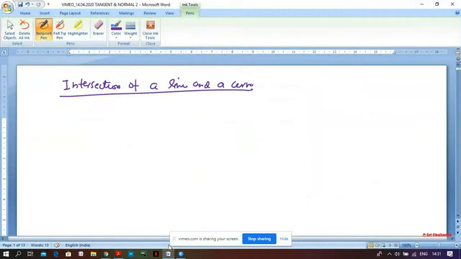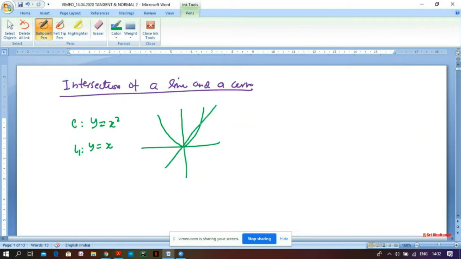Okay, so let me give you some insight on what it means when you intersect a line with a curve. Say, let's take an example, y equal to x squared. It's a fairly simple curve, that is a parabola. And take the line y equal to x. So let me take the curve C, that is x squared, and the line L1, that is y equal to x. Now if I intersect this line with this curve, then graphically I can understand that it will cut somewhere here.